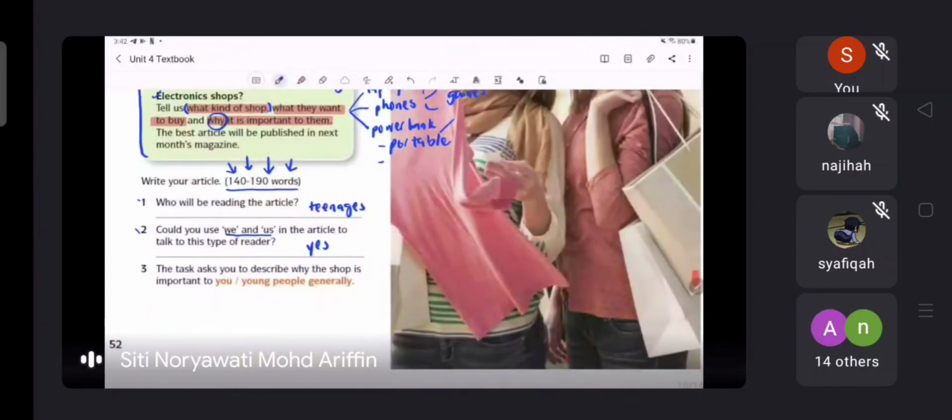Okay, last one. The task asks you to describe why the shop is important to you ke to young people generally. Yes, okay. Betul. Okay, young people generally, maksudnya umumnya untuk semualah, semua young people, for all the teenagers around the world lah. It is not specifically for you ni, bukan lah. Okay, so it's young people generally.